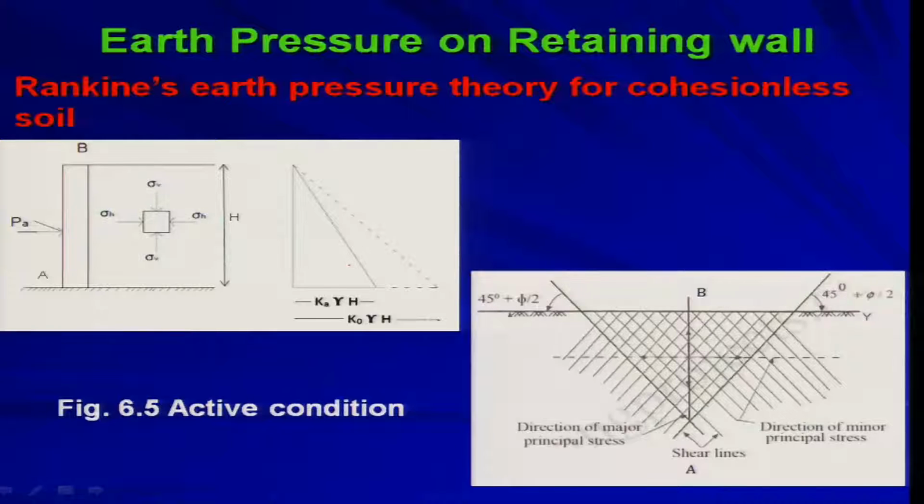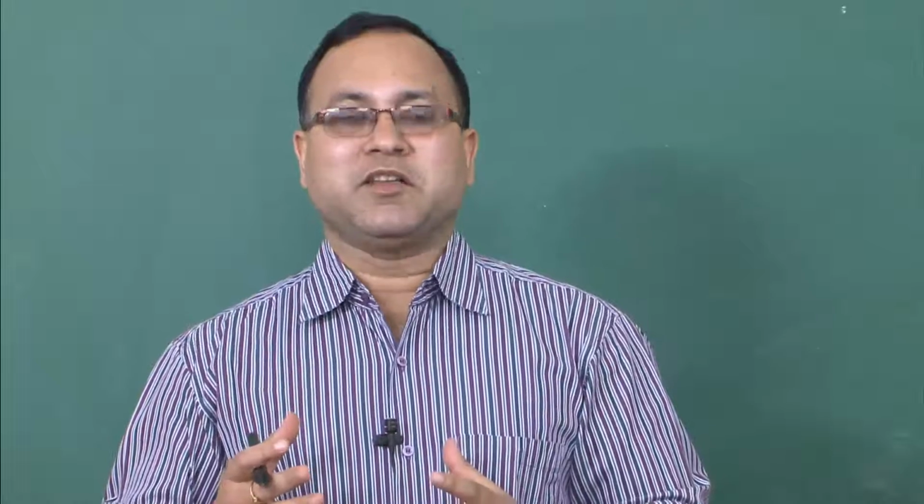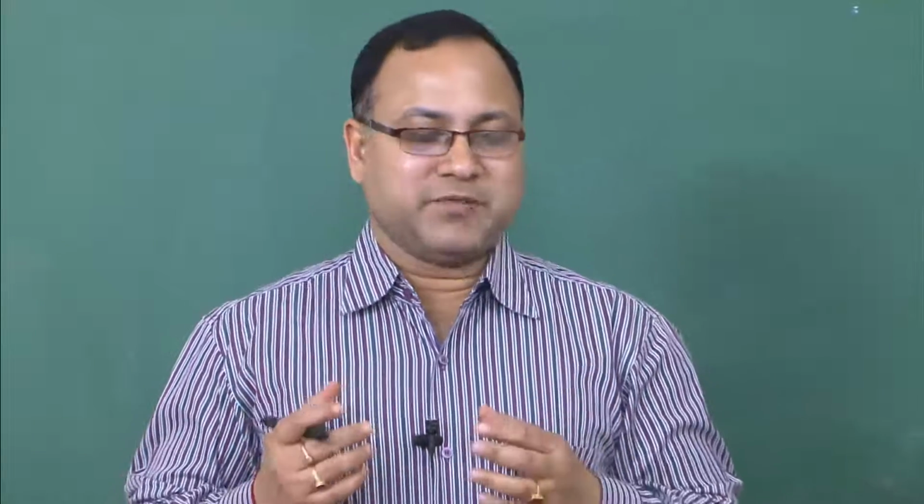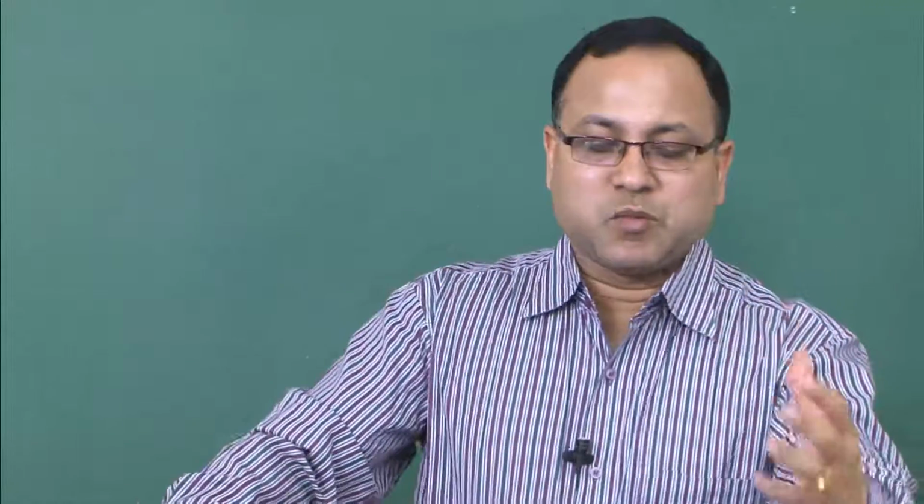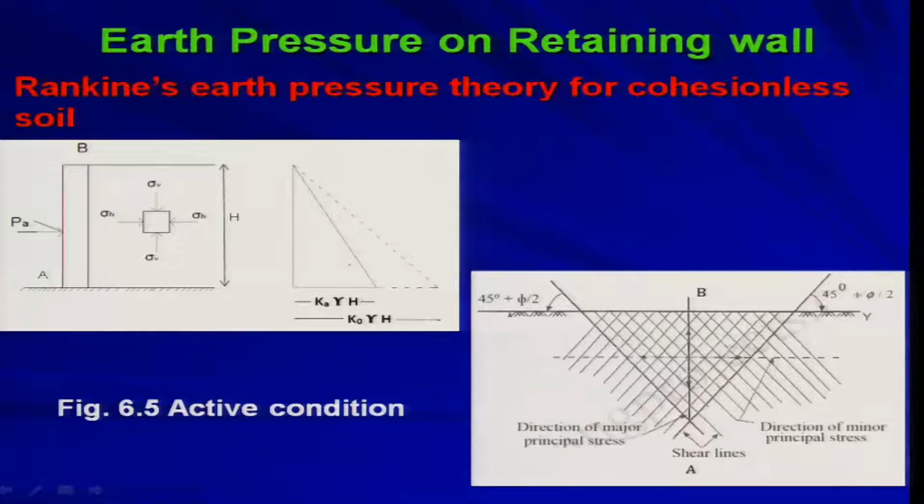Now, in case of active condition, we are trying to develop this earth pressure coefficient, or the relation between the vertical pressure and the horizontal pressure in case of active state. That was proposed by Rankine. That is why it is known as Rankine's earth pressure theory for cohesionless soil. So, first we are considering the cohesionless soil, that means c is 0.